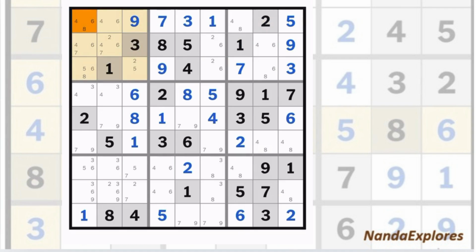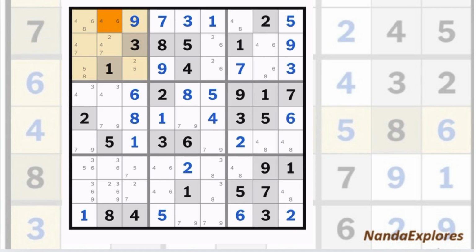So we have 1 2 3 4 5 6. Then since 6 is not here, 6 is coming here, we can remove 6 from these 2 cells. So coming back to this, we have 1 2 4 6 and 8. So we come to this, we have 1 2 3, 4, 5. Then there are 2 cells with 6. Then 7, 8 and 9. So here also we can remove 6 because 6 is there here.